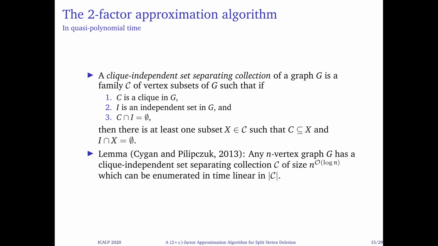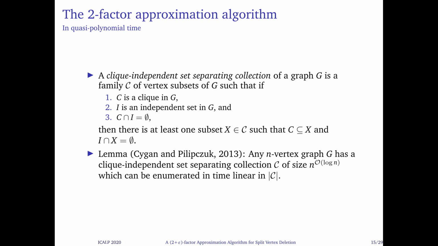For this we use the so-called clique independent set separating collections. A clique independent set separating collection of a graph G is a family C of vertex subsets of G such that if C is a clique in G and I is an independent set in G and they don't intersect, then there is at least one subset X in this collection such that the clique C is contained in X and the independent set I is totally outside of X.